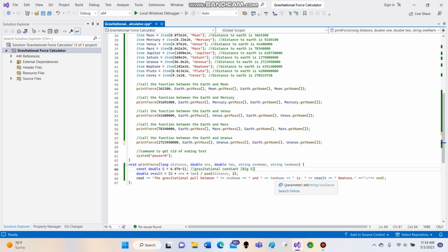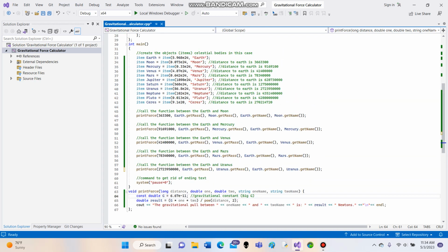I have a few examples here. We're going to check the gravitational force between the Earth and the Moon, between Earth and Mercury, Earth and Venus, Earth and Mars, and Earth and Uranus. Then I'm going to do something I've never done before and program in one of these randomly that isn't already in here and see what it is.